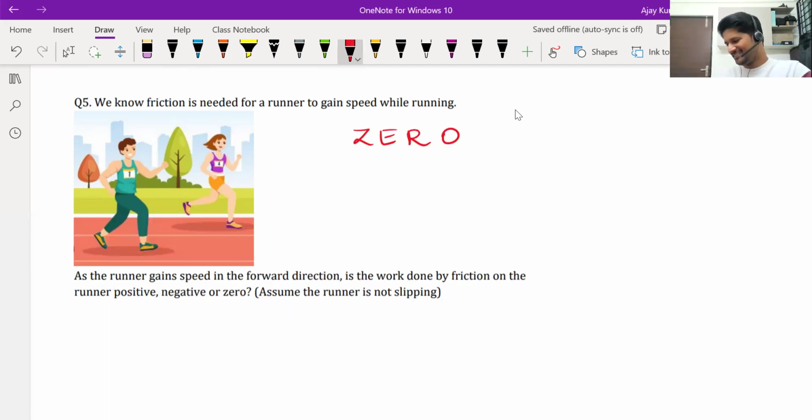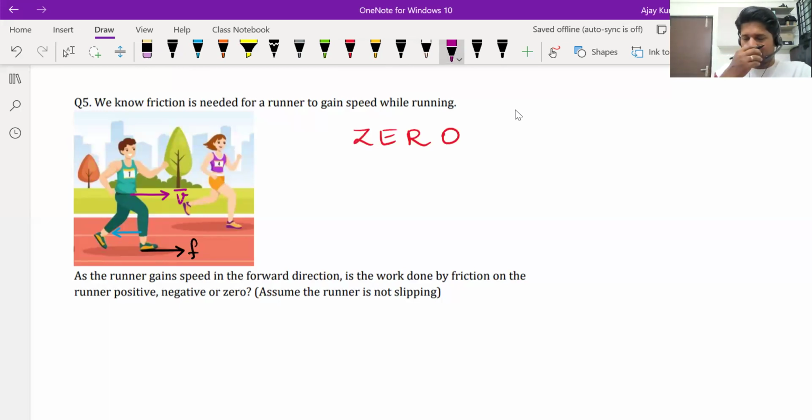The answer is again 0. Why is it 0? Let's see. The runner is gaining speed. How do we gain speed? We try to drag our foot in the backward direction, so the tendency to slide will be backward. Friction will act forward. Definitely friction is needed to gain speed. Friction acts forward, the runner moves forward, so velocity is in the forward direction.